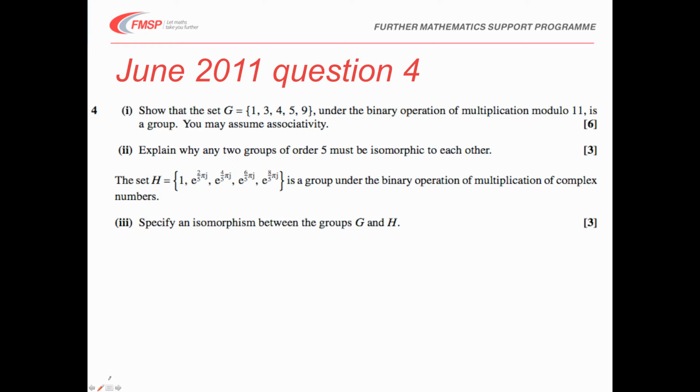I've left that group up there because we might need to come back to it. We've now got the set H, which is a group under the binary operation of complex numbers again, and we need to specify an isomorphism between G and H. Obviously the identity elements must go to each other.